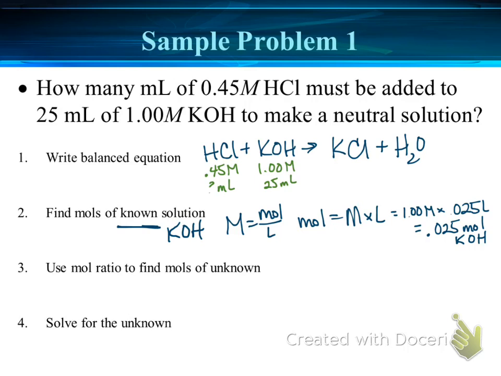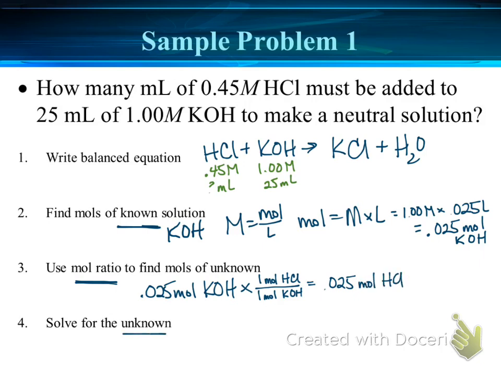Now I'm going to use the mole ratio to find moles of the unknown. I have 0.025 moles of potassium hydroxide. My mole ratio is 1 to 1, but let's write it out for ourselves, because not every problem is going to be 1 to 1, so get in the habit of doing this now. Moles of what I'm going to on top, moles of what I'm going from on the bottom. And remember, the ones come from the balanced chemical equation. So this time I know that I still have 0.025 moles of HCl.